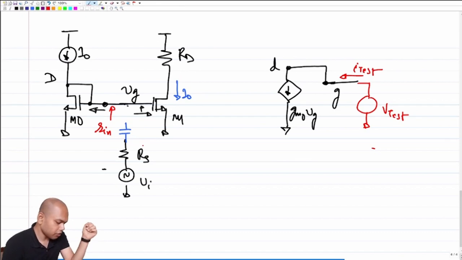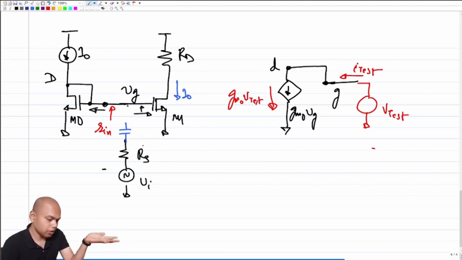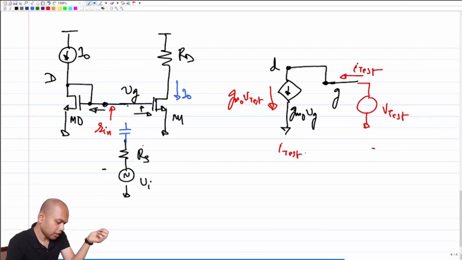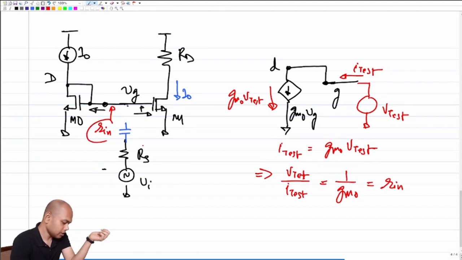So if I put in a test voltage, what is Vg? Vg is Vtest. So what is this current? This current is GM0 Vtest. So this current is equal to Itest. So Itest is equal to GM0 Vtest, which means Vtest over Itest is equal to 1 over GM0, right? So this is the Rin.